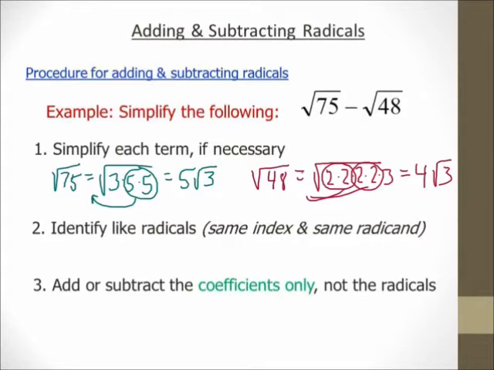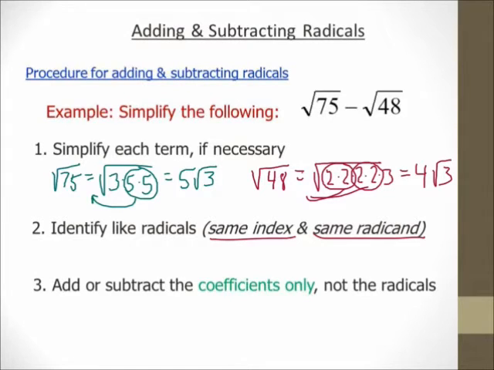Step number 2, identify like radicals. It's kind of like terms, but instead of dealing with x's and y's and variables, I'm dealing with square roots and cube roots and different kinds of radicals. A like radical has the same index and the same radicand.